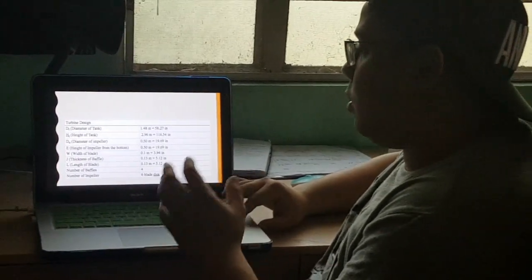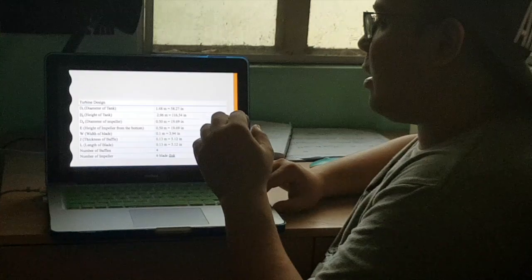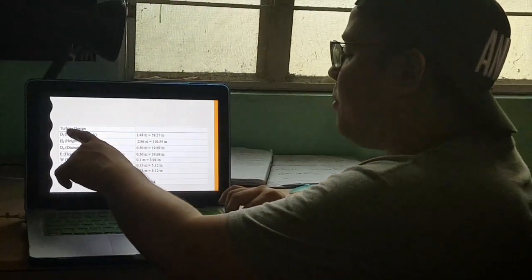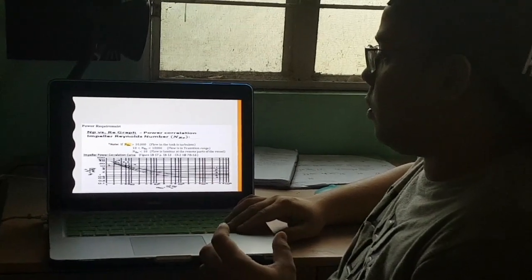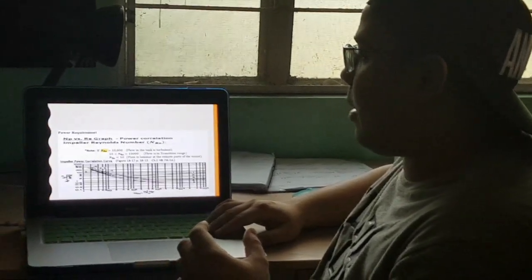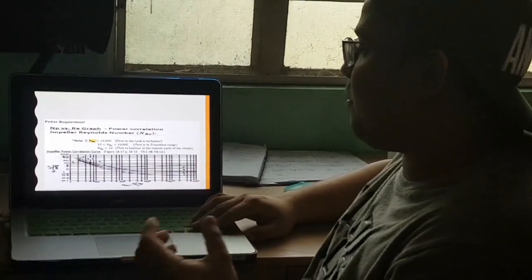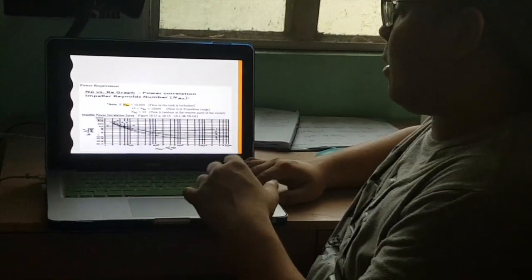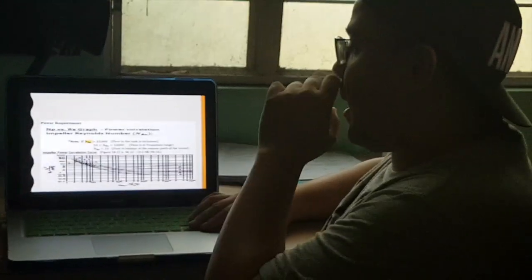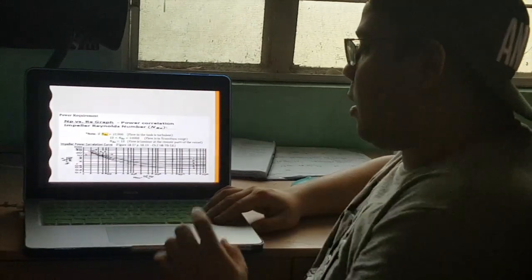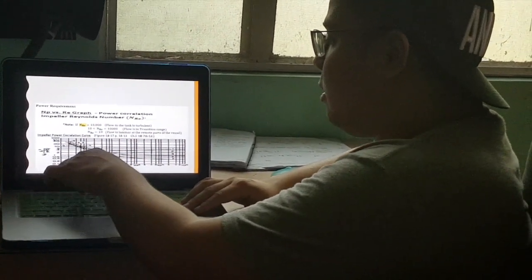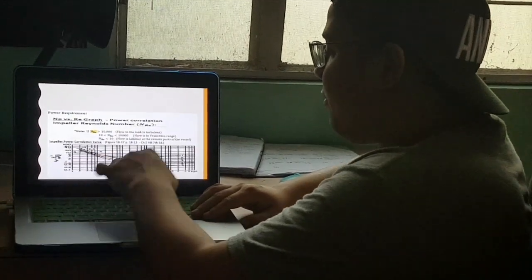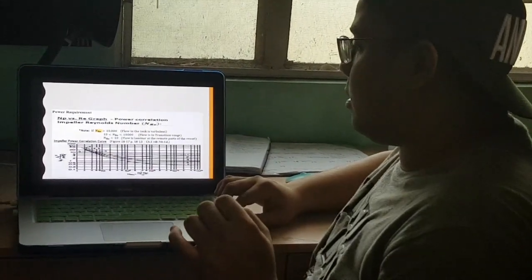So after getting the design of the turbine, we have to get the power. For getting the power required, we have to get the NP, the power correlation, versus the Reynolds number. Using this graph, we can get the NP if we solve the Reynolds number.